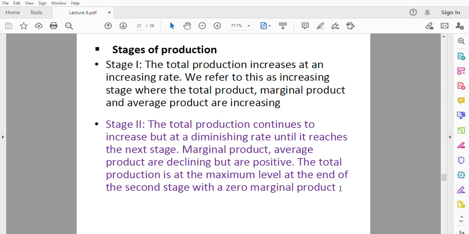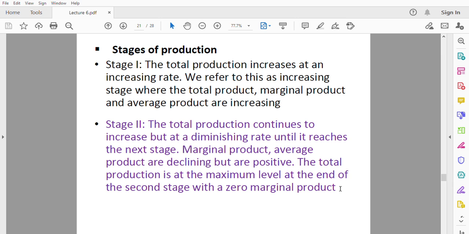Okay, so next we want to look at the stages of production. We have 3 stages. They are divided into stages for us to know where best a manager or a producer should produce, or what combination of inputs is best for a manager or a producer. So the first stage is stage 1. At that point, the total product increases at an increasing rate. So that is where we have increasing returns. It is a good stage. Total product is increasing, and it's increasing at a fast rate. So we refer to this as the increasing stage.